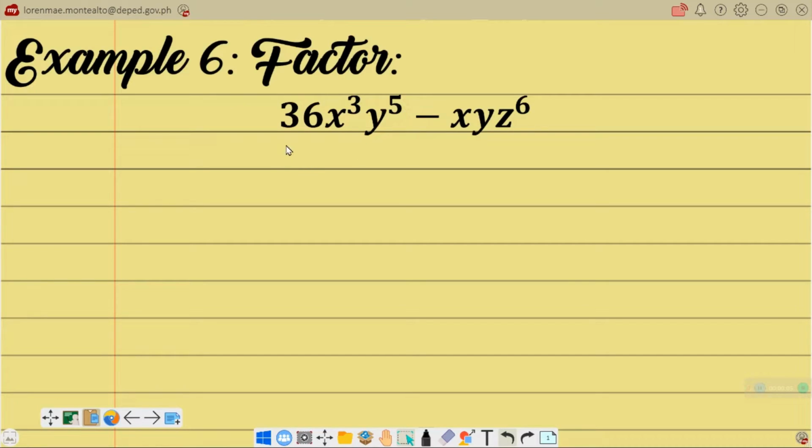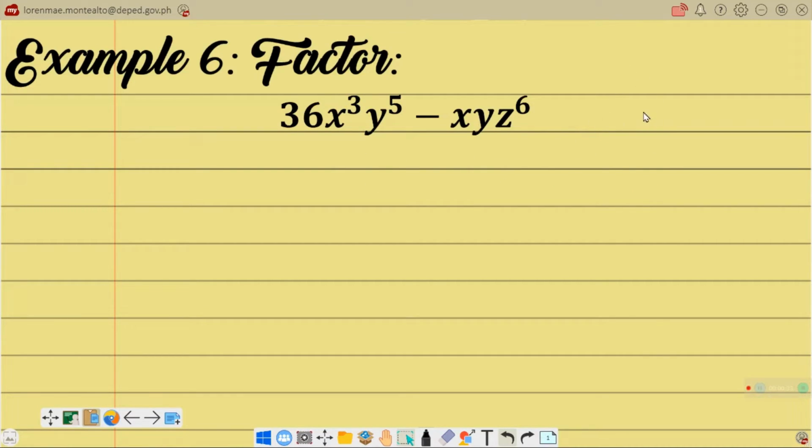Let us factor this binomial: 36x cubed y to the 5th minus xyz to the 6th power. As you can see, 36, our coefficient, is a perfect square, while when it comes to our variables, there are common variables that we need to factor out. So we are going to do step number 1. We have to factor out the greatest common monomial factor.